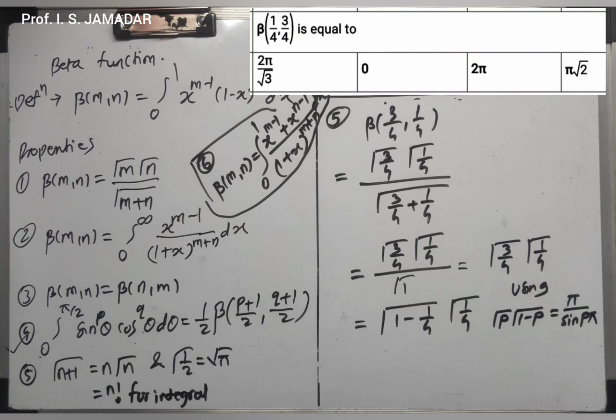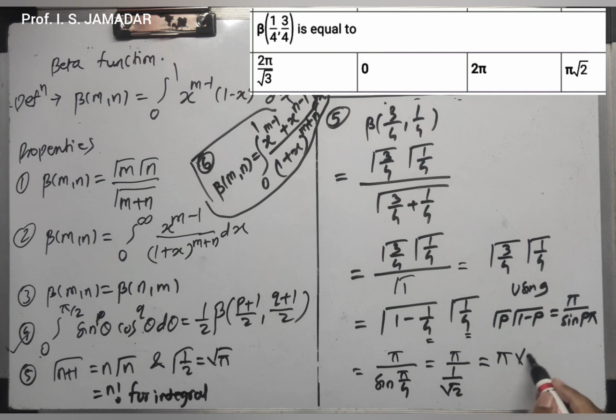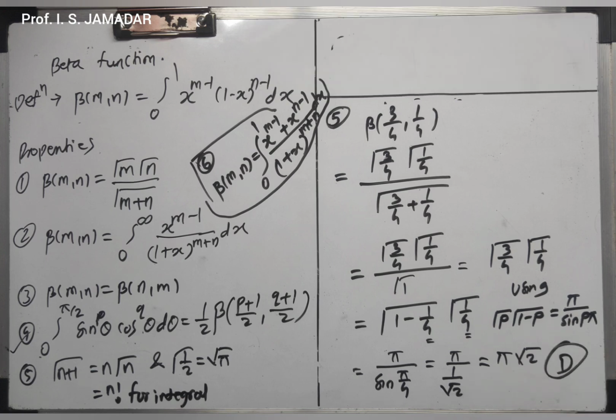Pi upon sine p pi. So here p is pi by 4. So this is pi divided by sine of p pi, that is sine of pi by 4. That is pi divided by sine pi by 4, which is 1 upon root 2. So it is pi, this will get inverted, means pi root 2. What are the options? Okay, so D is the correct answer. Option D is the answer.